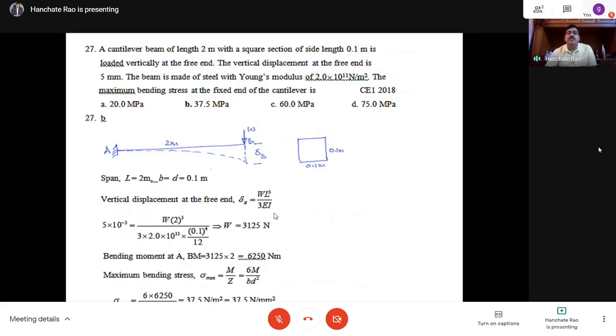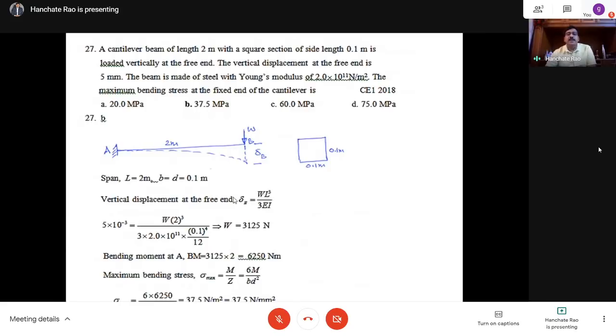E is known, and I is known because B and D are given: BD cubed by 12 gives you I. So WL cubed by 3EI equal to 5 mm gives W as 3125 newtons. Once you get W, we want to find the stress. The bending moment at A is W into 2, so 3125 into 2, which is 6250 newton meters.